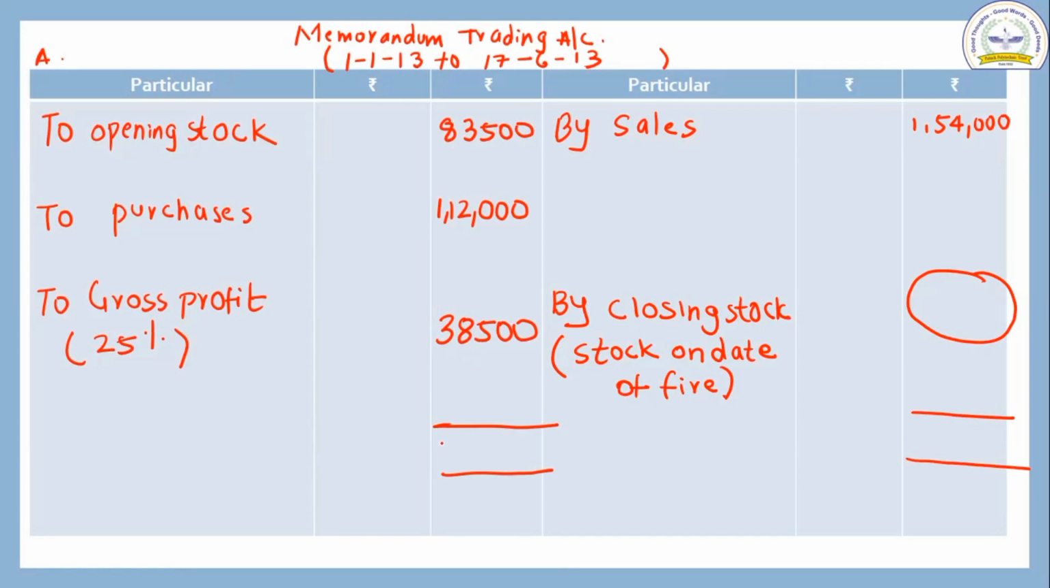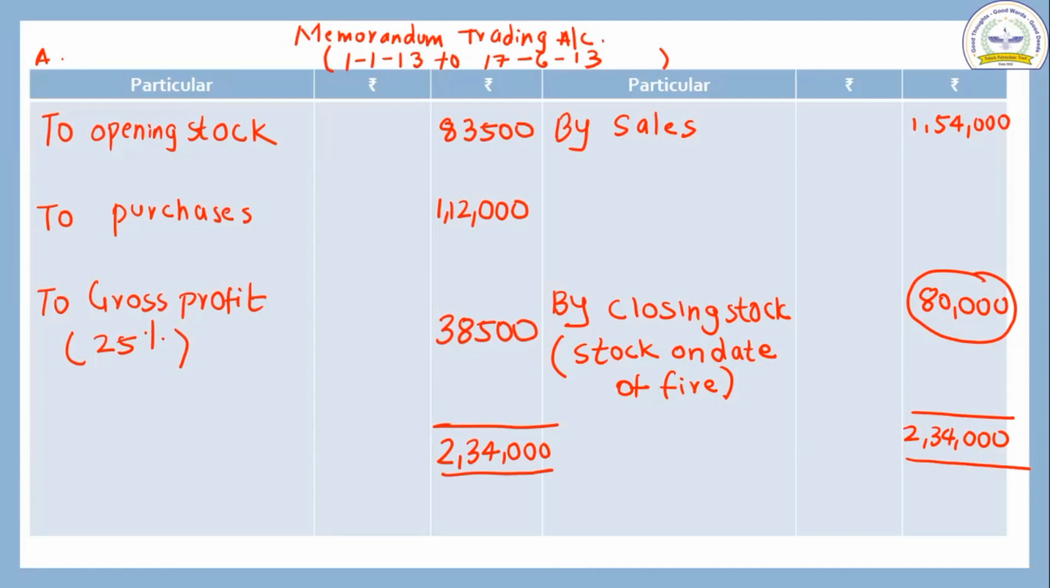So you will get 2,34,000 rupees. So this 2,34,000 I'm going to write on both the sides. Then out of 2,34,000 minus 1,54,000, so you will get 80,000 rupees, students. So this 80,000 is showing that when the fire occurred on 17th June 2013, you are having the stock of 80,000 rupees.